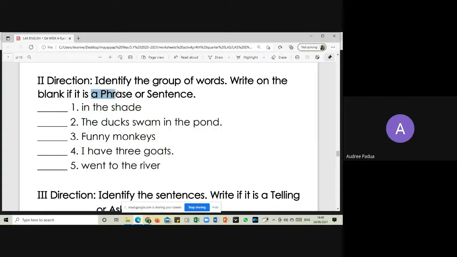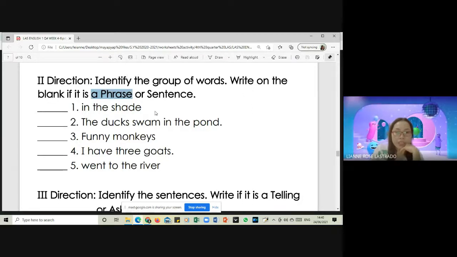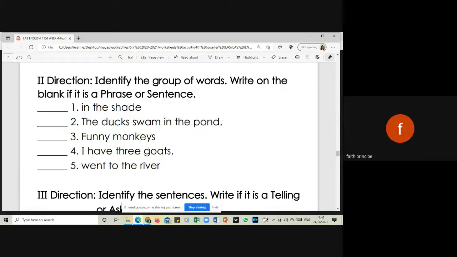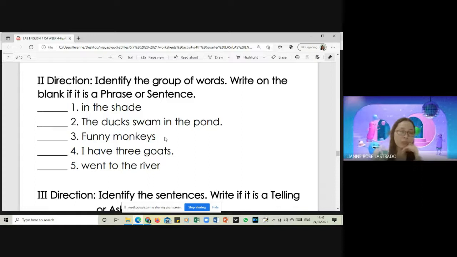Number one is a phrase. Okay, number two, Sweet Aliyah, what's the answer here for number two? Sentence. All right, it's a sentence. Okay. How about number three? Faith Jocelyn, what is the answer here?